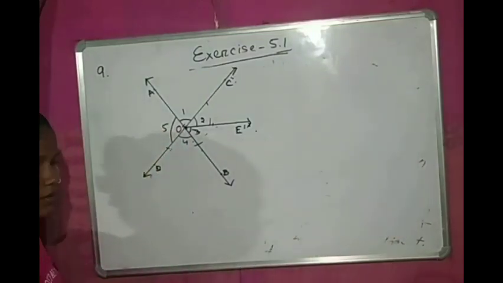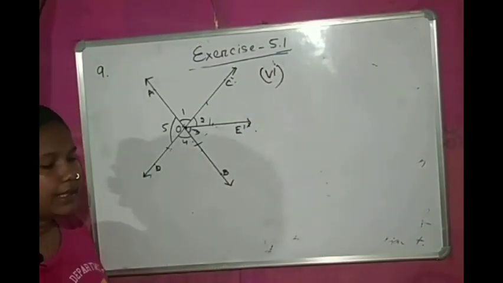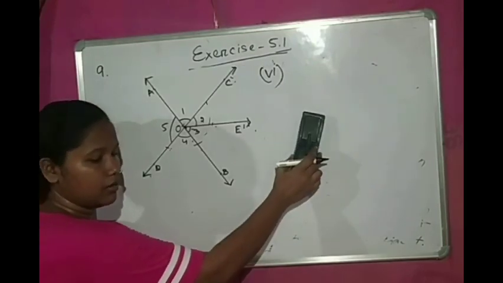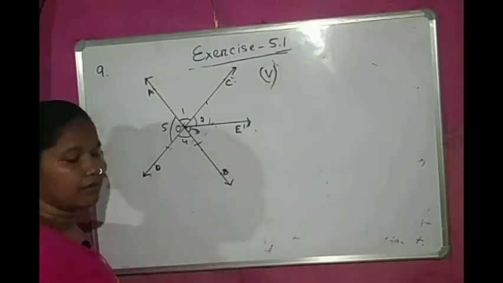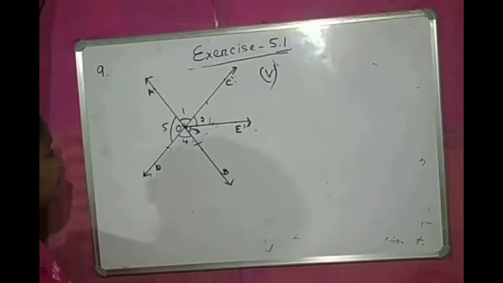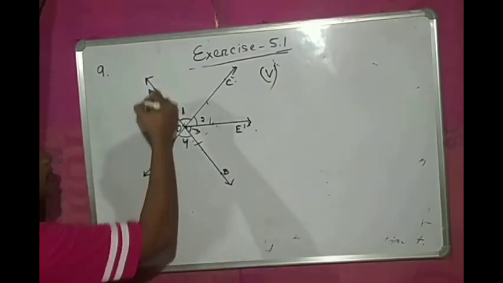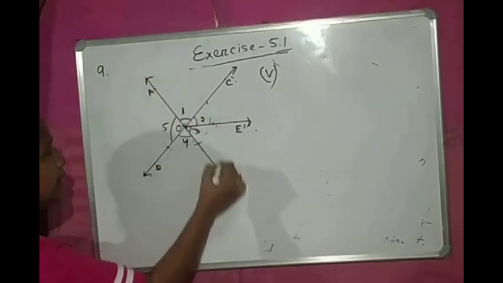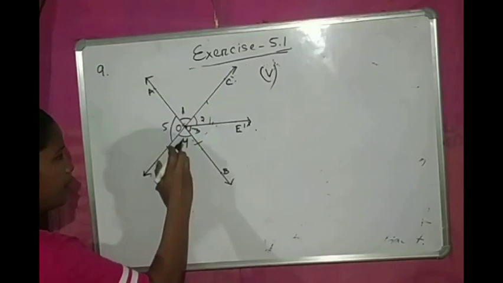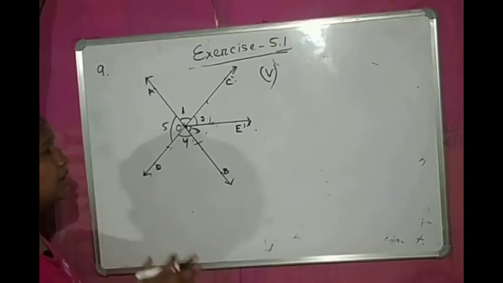Next we'll move to part 5: what is the vertically opposite angle of angle 1? Is angle 1 vertically opposite to angle 4? Yes. Why? Because the angles are formed by the intersection of two lines. If two lines are intersecting, then the opposite angles formed are vertically opposite angles.